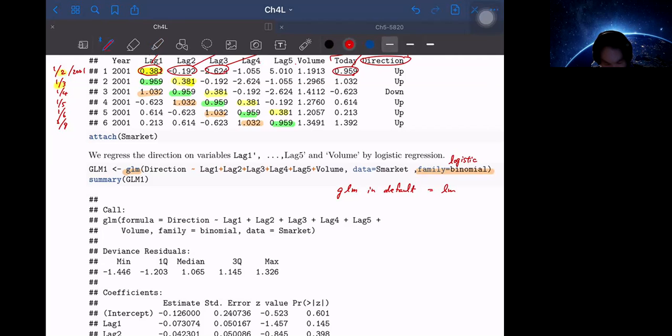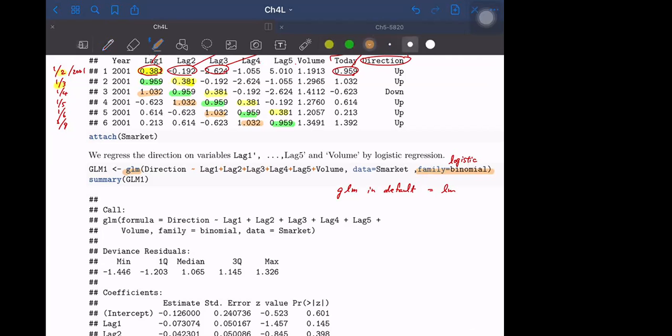We can also specify some other link function. If we want to do probit regression, then we can do that. But for binomial, the default is logistic regression. And the other things are almost the same.